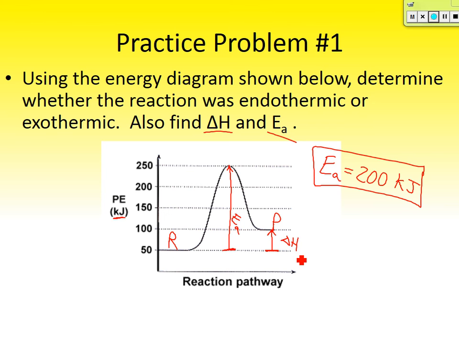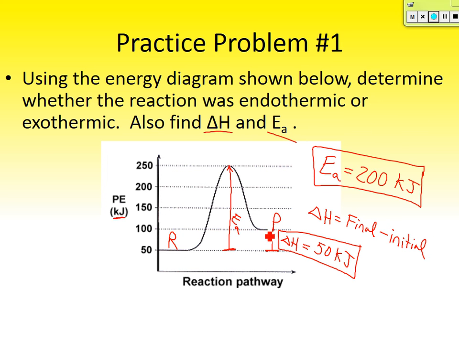200? No. The change in heat energy. It went up 50, right? So delta H is 50, and we're measuring in terms of kilojoules. But remember, if you ever get confused, the delta sign means change. So we could do final state minus the initial.